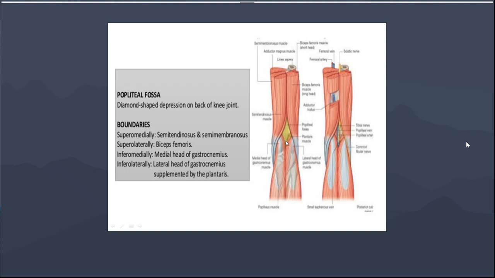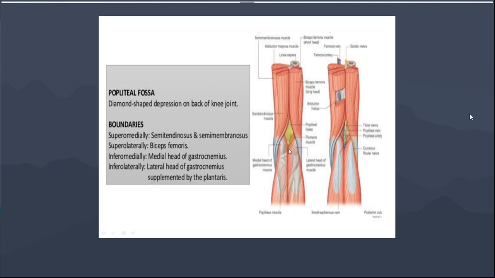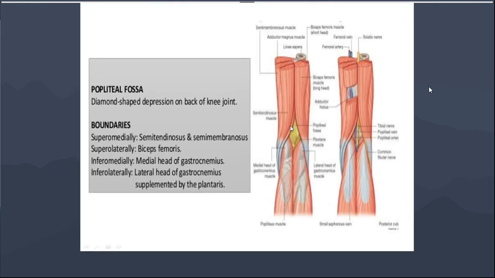Now coming to the boundaries of the popliteal fossa. Please try to understand, everyone. This is the diamond shape, divided into an upper part and a lower part. If you draw one line here, this line divides the upper part and the lower part. The upper part is called the superior and the lower part is called the inferior. So see, this is the medial side.